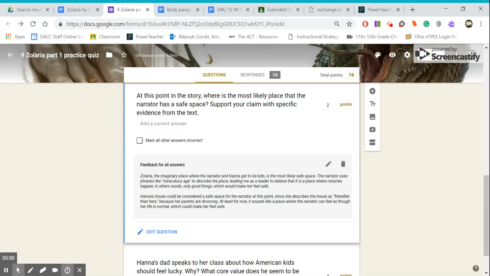Another possibility, Hannah's house maybe could be considered a safe space for the narrator at this point, at least. I know we talked about it being a possible conflict later on, but at this point, she's describing the house as friendlier than hers. Her parents are divorcing. That's specific evidence from the text. I'm using background of the character. At least for now, it sounds like a place where the narrator can feel as though her life is normal if it feels friendly, which could make her feel safe.